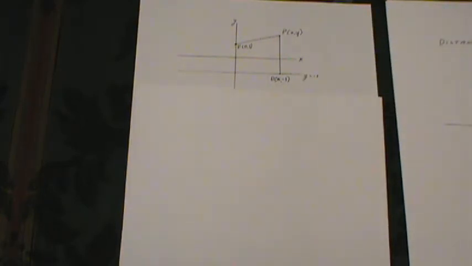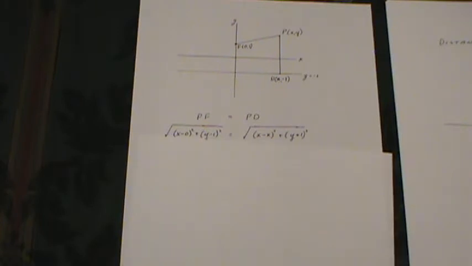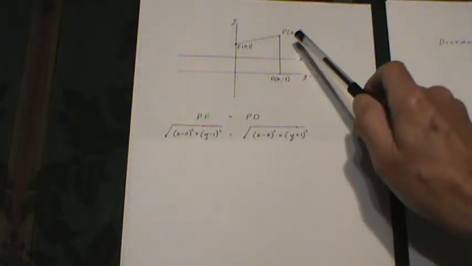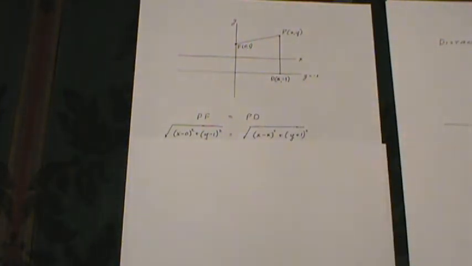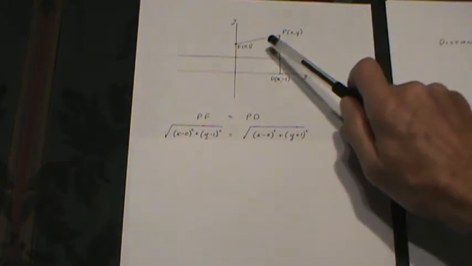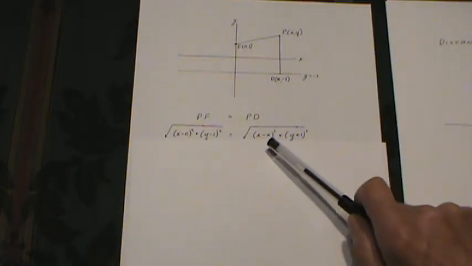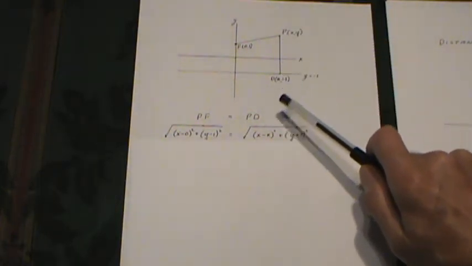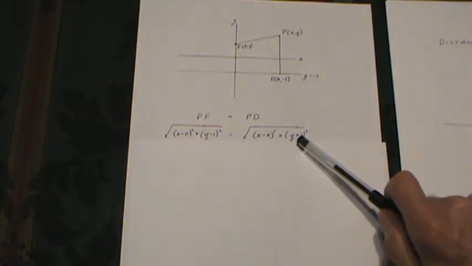So what I'm going to do is take the definition, PF equals PD, distance from the point to the focus equals the distance of the point to the directrix. Okay, so here's my distance formula. I've just substituted in the coordinates. The x minus 0 here is this x minus the 0 coordinate for the focus. Same thing with the y, y minus 1. And for PD, exactly the same. The difference of the x's, difference of the y's.